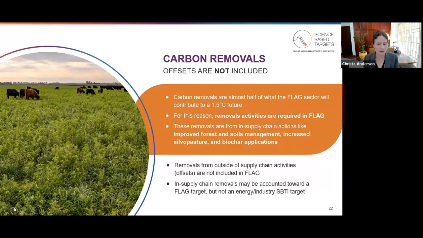And therefore, in supply chain removals can be accounted, of course, towards a FLAG target. However, these in supply chain removals cannot be counted towards an energy or industry SBTi target. And that's one of the main reasons why we have separate targets. You have your traditional energy industry target, and you have the separate FLAG target where removals can be included. Next slide.